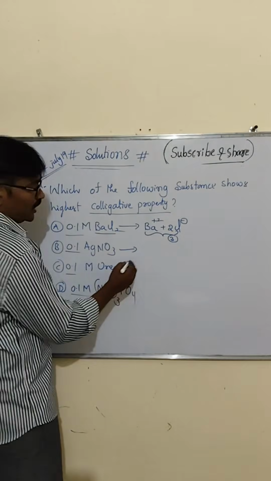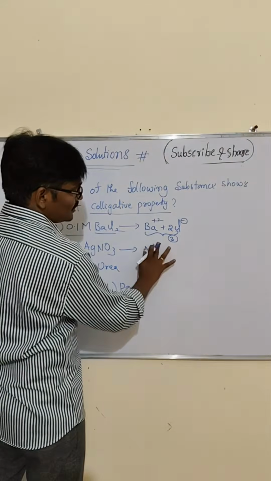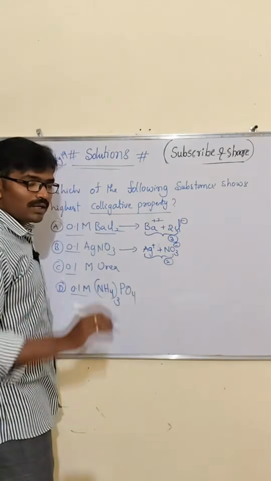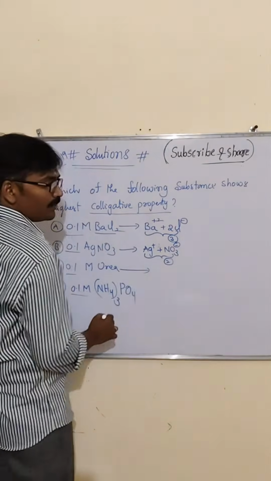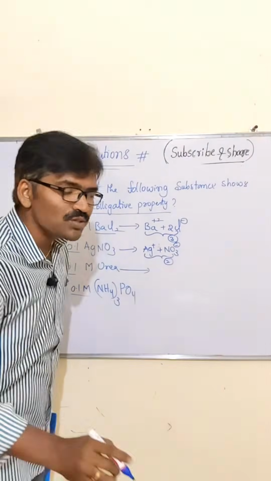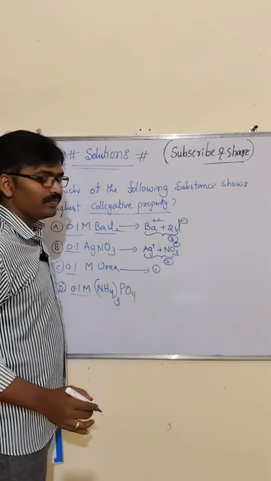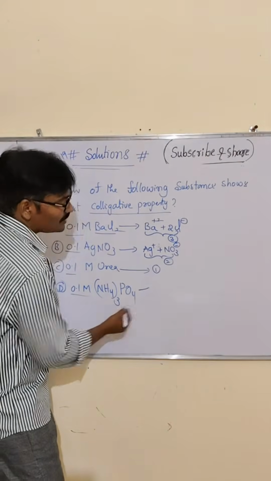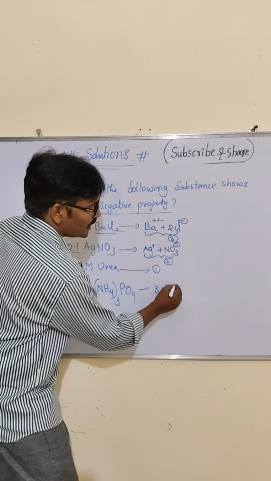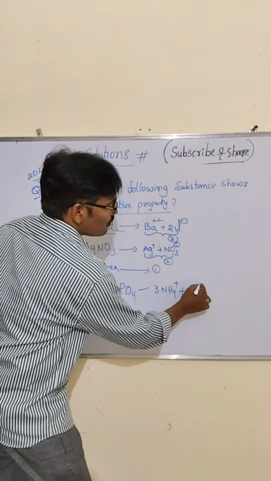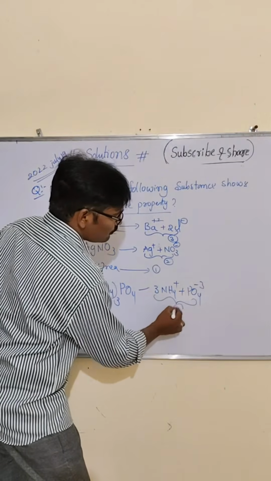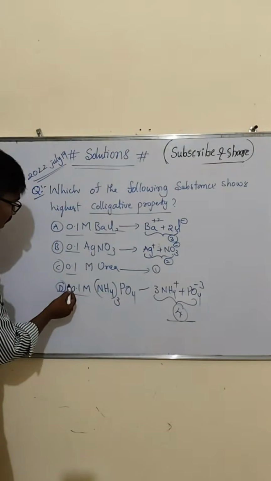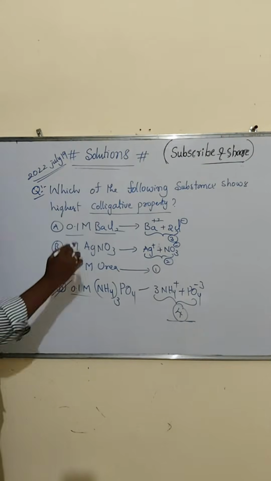If you come to AgNO3, Ag+ and NO3-, the total number of particles is only 2. Then urea won't dissociate, so only 1 particle. Then (NH4)3PO4 gives 3 NH4+ plus PO4 3-, so the total number of particles is 4. So where are the most particles? Here, so that is the answer for this question.